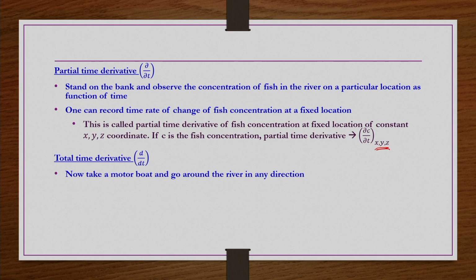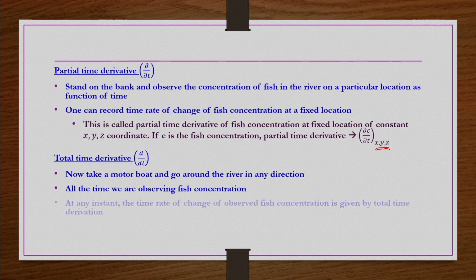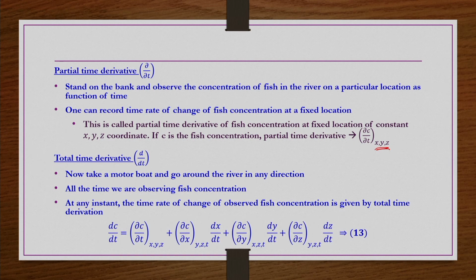So, when you do this, at any instant the time rate of change of observed fish concentration that you get by the total time derivative is dC by dt, which is equal to ∂C/∂t at fixed x, y, z, plus ∂C/∂x at fixed y, z and time multiplied by dx by dt, plus ∂C/∂y at fixed x, z and time t multiplied by dy by dt, plus ∂C/∂z at fixed x, y and time multiplied by dz by dt, right.